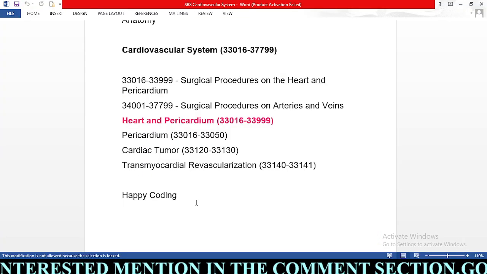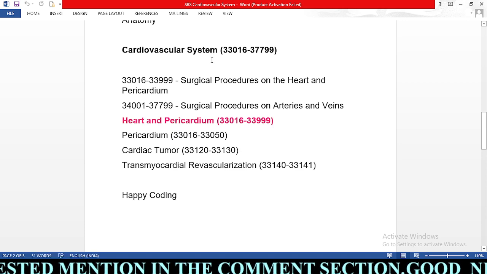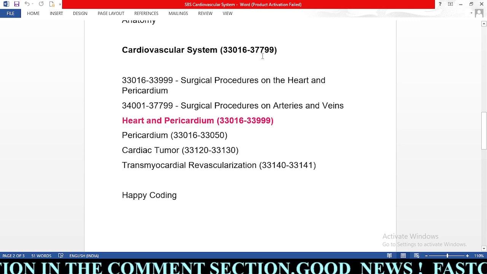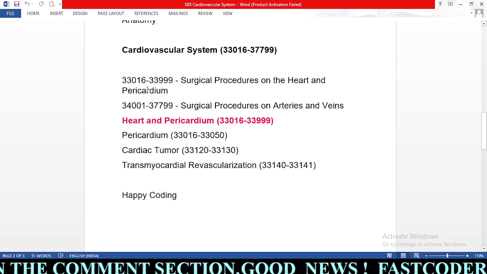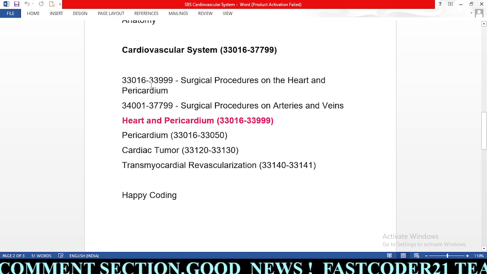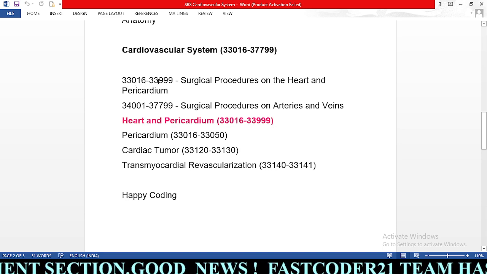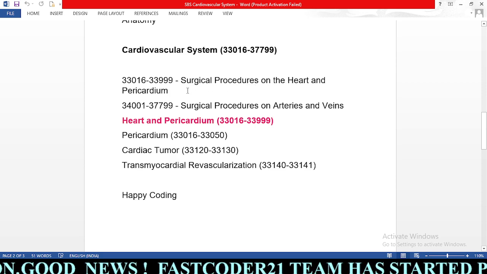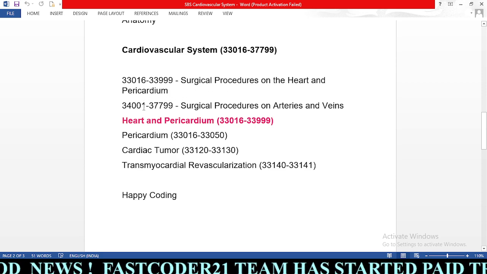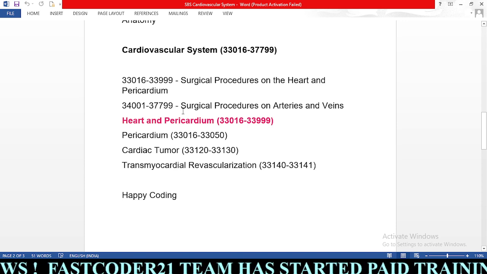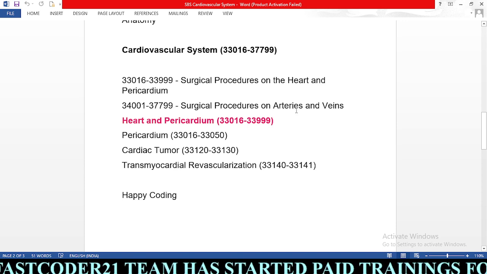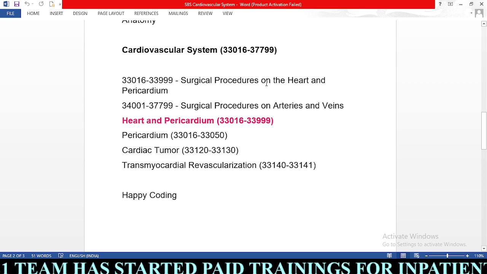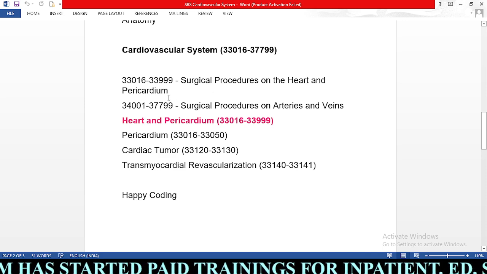Basically, total cardiovascular system CPT codes range from 33016 to 37799. Among these codes, we have two sections. One is 33016 to 33999, related to surgical procedures on the heart and pericardium. Then 34001 to 37799 is related to surgical procedures on arteries and veins. So first we will learn surgical procedures on the heart and pericardium in this session.